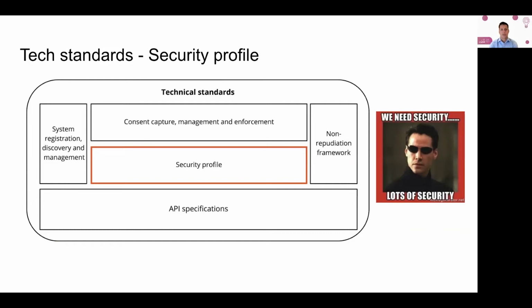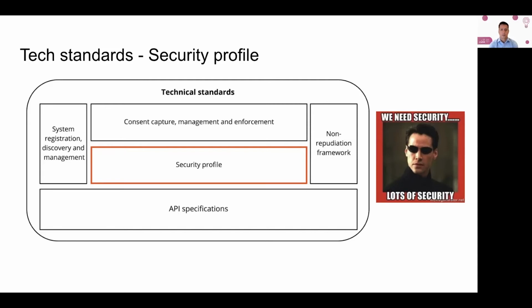This area is also the most standardized at the moment, with Open Banking UK and CDR in Australia already live with Financial-grade API. They've chosen Financial-grade API version 1 Advanced security profile. Other jurisdictions like the US, FDX and Brazil are looking to adopt it as well.